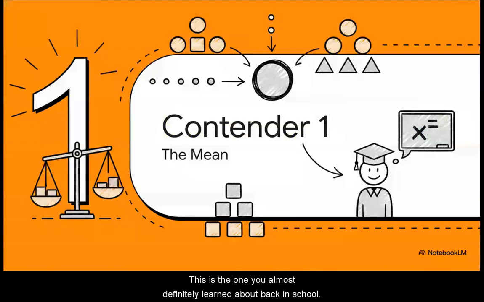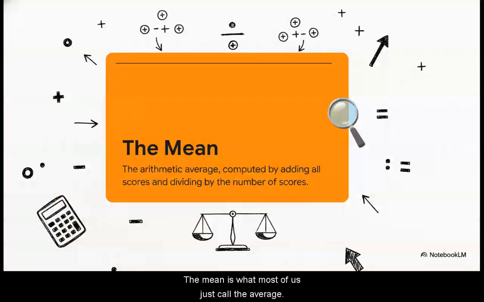This is the one you almost definitely learned about back in school. The mean is what most of us just call the average. Finding it is pretty straightforward arithmetic. You just add up all the scores you have, and then you divide that total by the number of scores you added up. Simple as that.